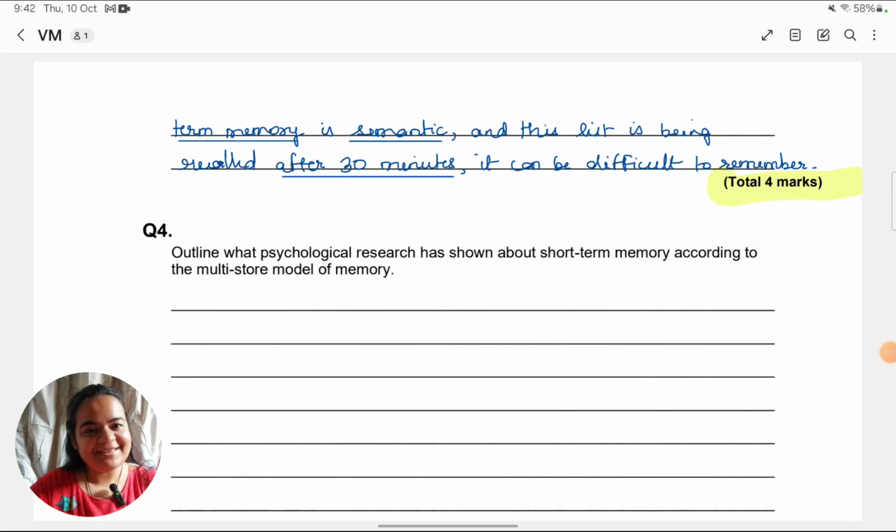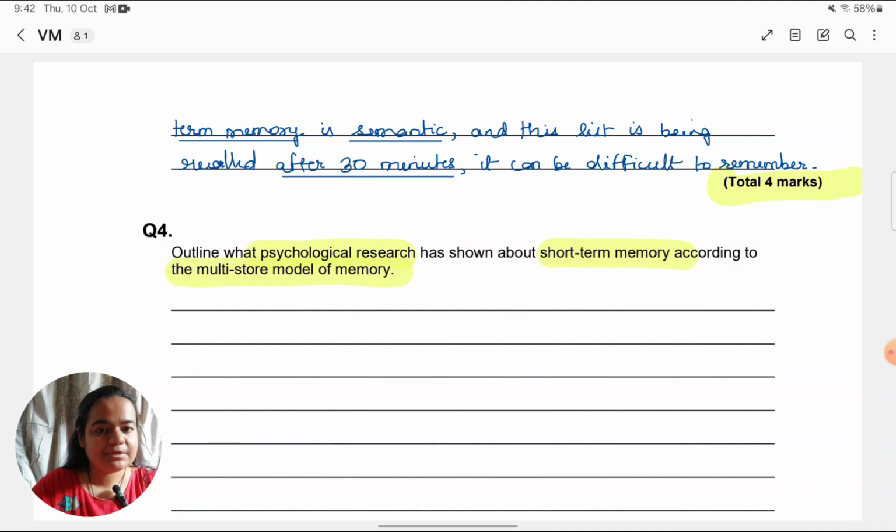Okay, so let us look at the next question now. Outline what psychological research has shown about short term memory according to the multi store model of memory. This answer is for 4 marks. I think it's a very direct question. As you can see, they have asked you what research has shown.